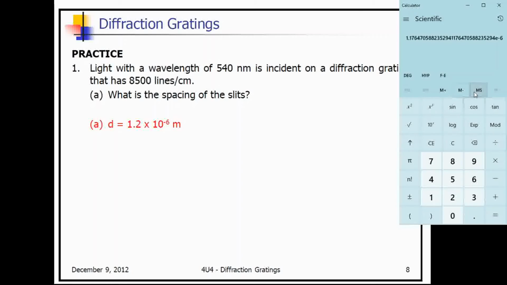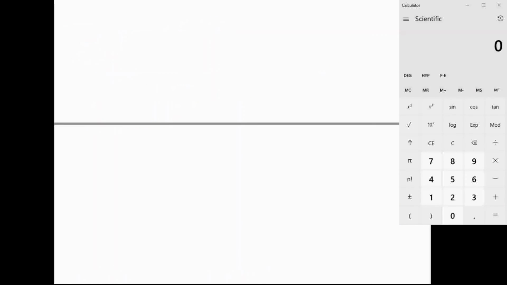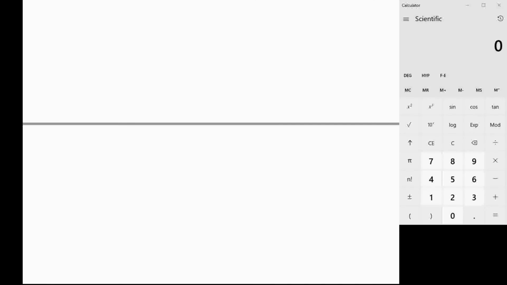But what I'm going to do here is store this in memory so that I can recall it, because I need to use the exact value in my calculations, not the rounded approximate value. Let me just move this over here.